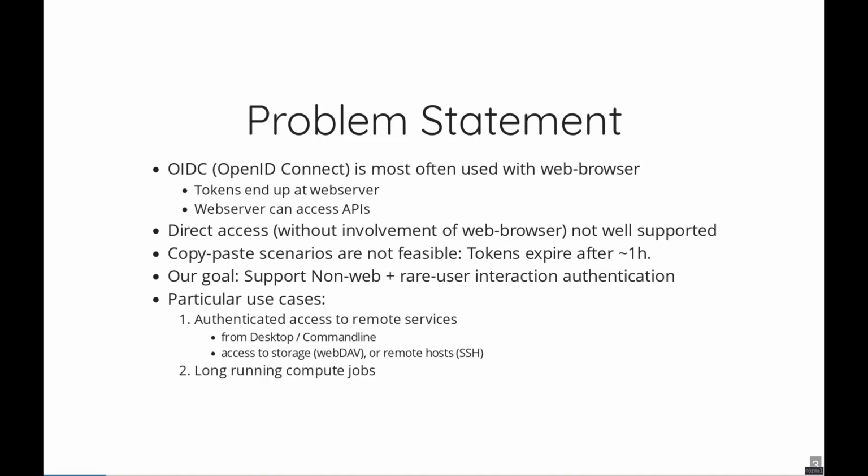Our goal is to support non-web scenarios with the least amount of user interaction possible. And we have two particular use cases that we address with the technologies described. The first one is the authenticated access of remote services, be it from the command line or from the desktop, and be it, for example, access to remote storages or even SSH. The second use case is to support long-running compute jobs where the jobs typically run longer than the lifetime of the tokens.